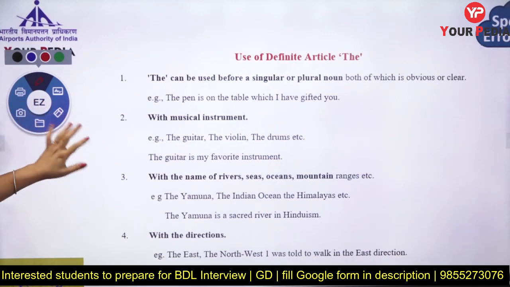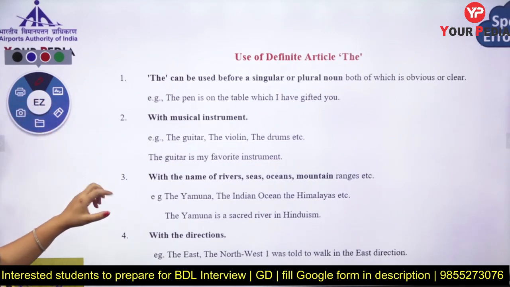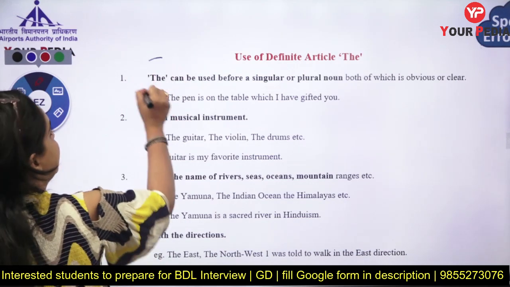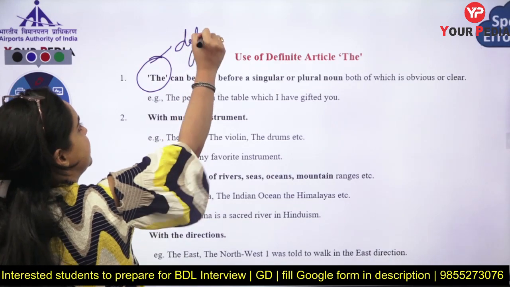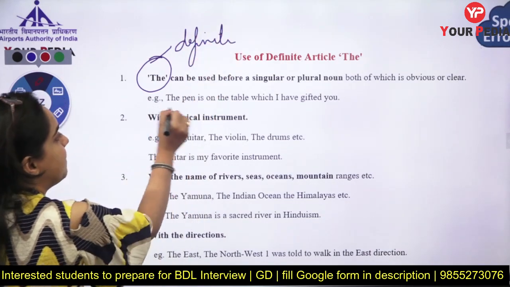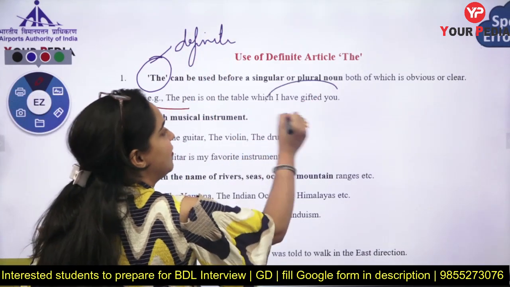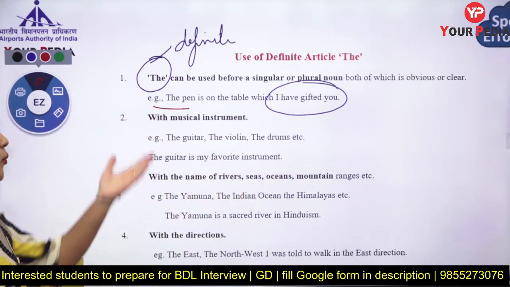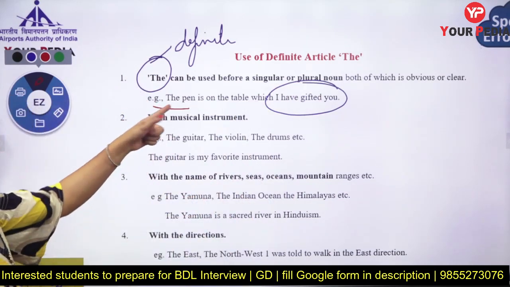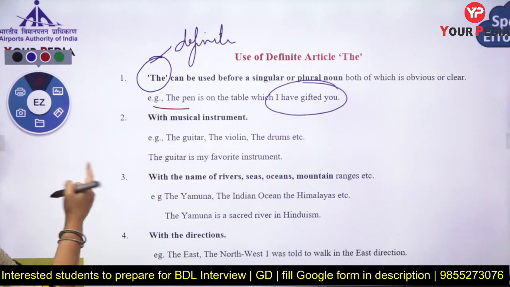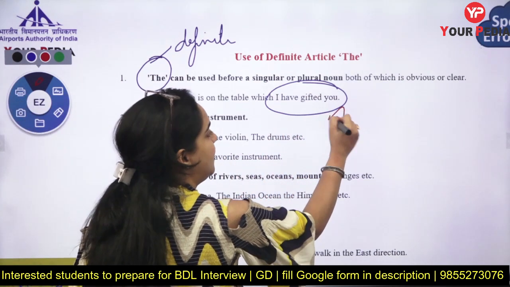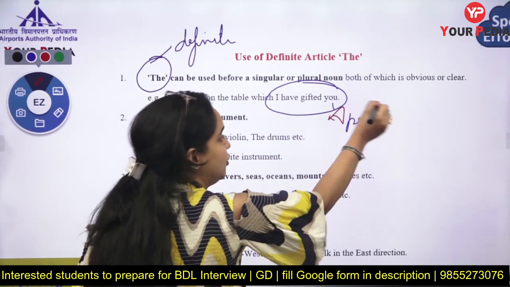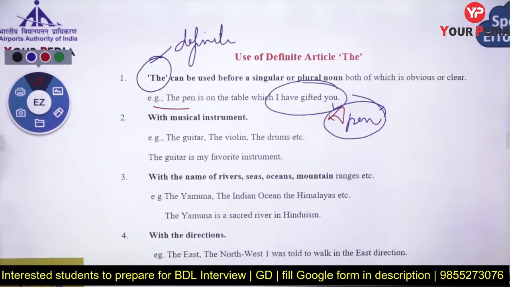So the can be used, like I told you, as the definite article. The can be used before a singular or plural noun, both of which is obvious and clear. Similarly, it is used for something that is definite to us, right? The pen is on the table which I have gifted you. Now he is aware about which pen he is talking about. That is why the was used. Otherwise it would be that there is a pen on the table. But he knows that this is the same pen which he gifted him. That is why the is used, right?